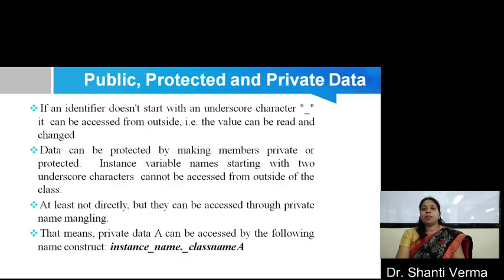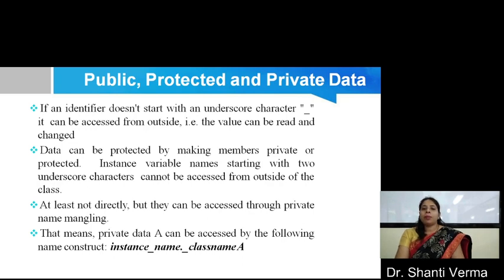Now, what is public, private and protected data? Basically, if an identifier doesn't start with an underscore character, it means this is public and you can access it from outside. That is, the value can be read and changed. But you can also make data protected and private. For making data protected, you have to use a single underscore sign, and for making data private, you have to use a double underscore sign before the name of the instance variable.